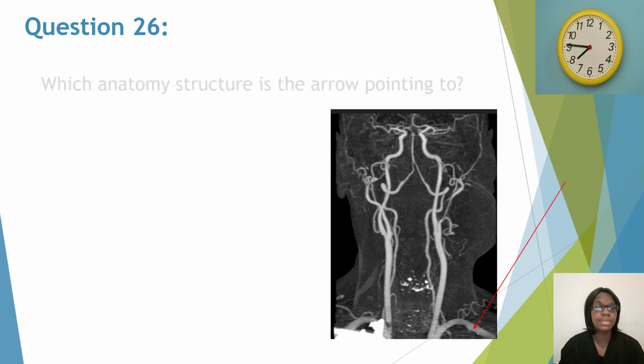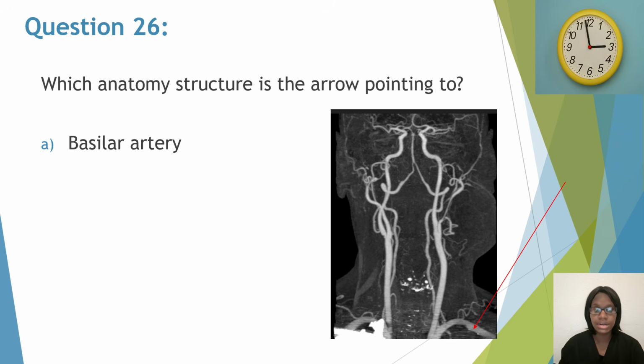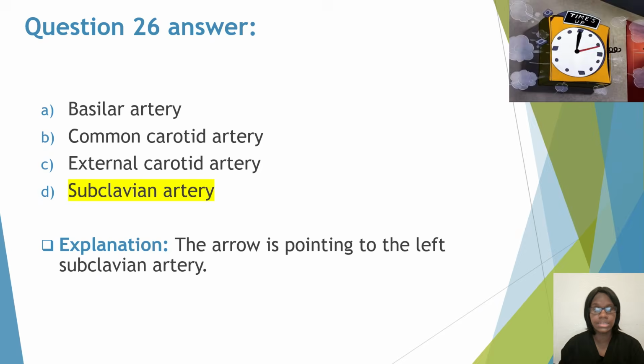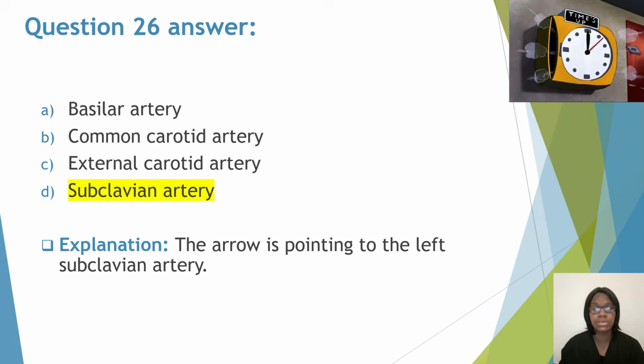Question 26. Which anatomy structure is the arrow pointing to? A, basilar artery. B, common carotid artery. C, external carotid artery. D, subclavian artery. All right, the correct answer is D, subclavian artery. The arrow is pointing to the left subclavian artery to be exact. So make sure that you know your left from your right.